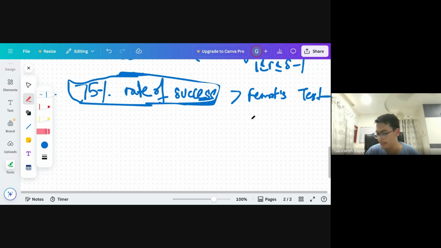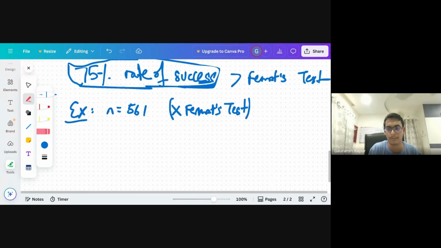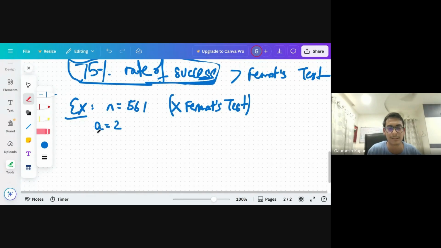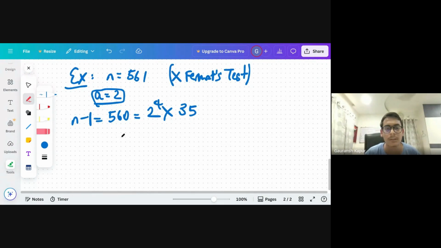Let me give you an example of a number. Let's say our number is 561. Remember, by Fermat's test, 561 was coming out to be prime, so Fermat's test was unable to detect that 561 is composite. But let's look at the Miller-Rabin test now and see what happens. Let's take our base a to be 2. So n minus 1 is now 560, which is 2 power 4 times 35. So s here is 4 and d here is 35.